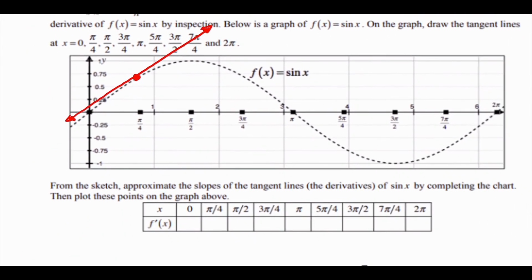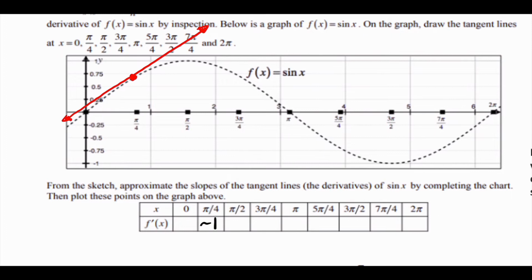So let's go down to our chart. The derivative at pi over 4 for f of x, which is sine, is close to 1. I don't know if it is 1, but it's close to 1. Because it looks like the slope of this line here is going up 1 over 1. Okay?